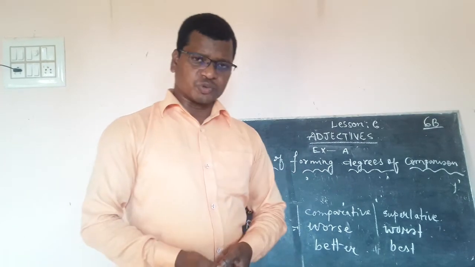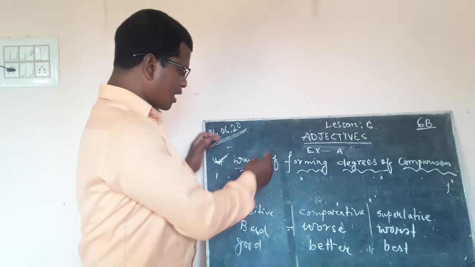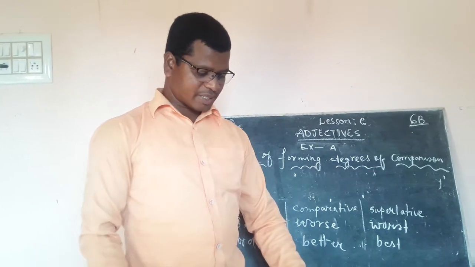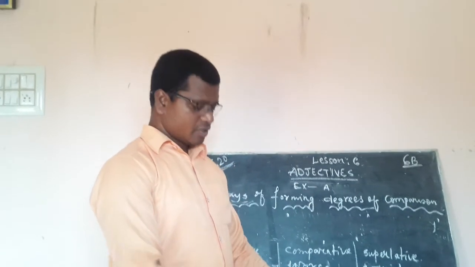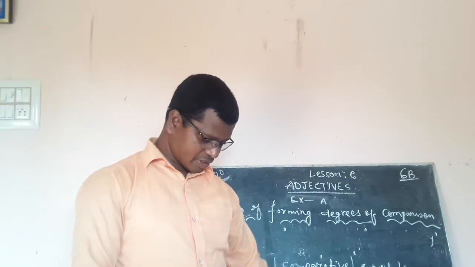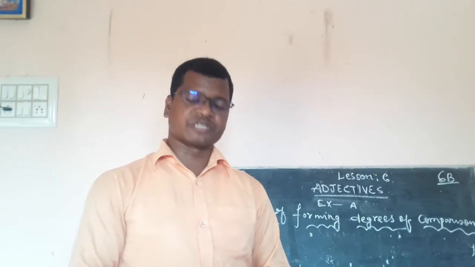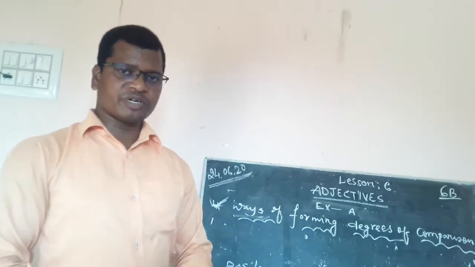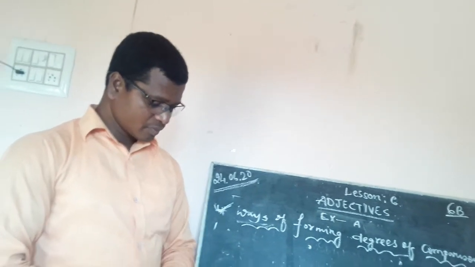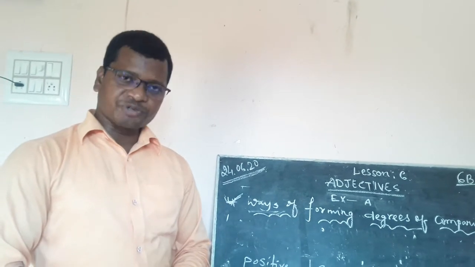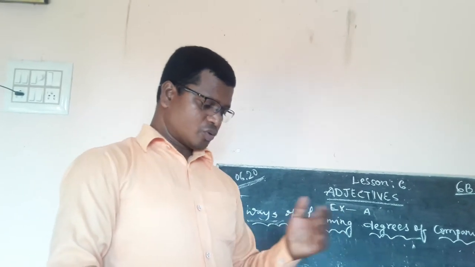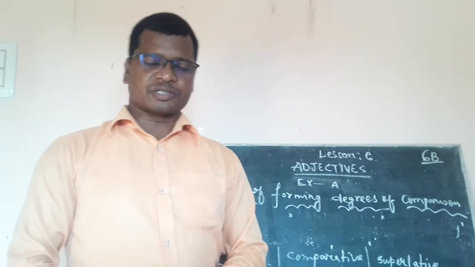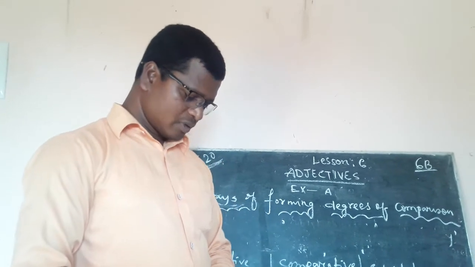So remember all the rules. These are some ways of forming degrees of comparison. We have seen earlier there were almost, how many were there? 4, and today we have seen 3. So altogether there are 7 ways of forming degrees of comparison. I hope you have learnt those ways of forming.